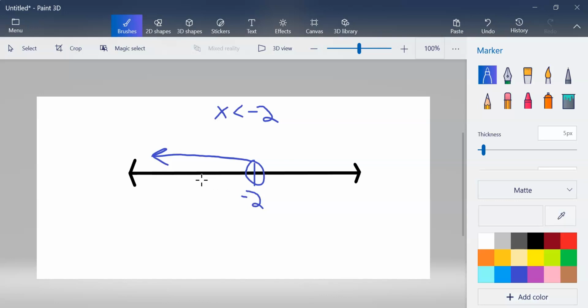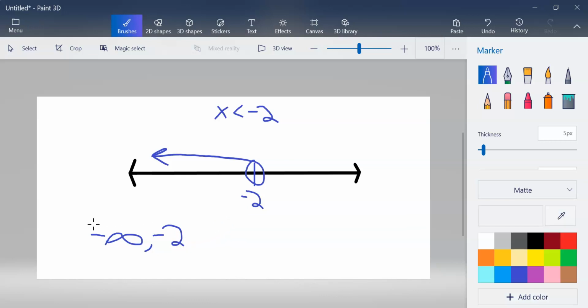As far as interval notation goes, we're going to go from negative infinity. We're going to go forever to the left. Forever to the left is negative infinity. By the way, infinity looks almost like a sideways 8. Not quite perfect, but you guys get the point. And then comma, negative 2.